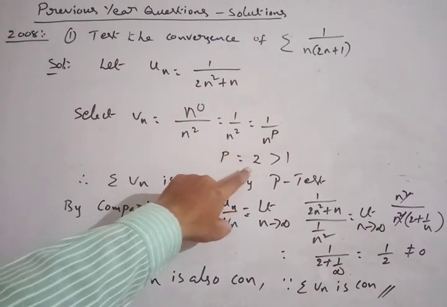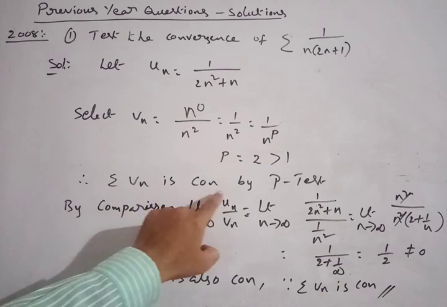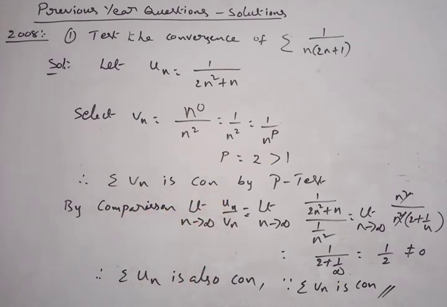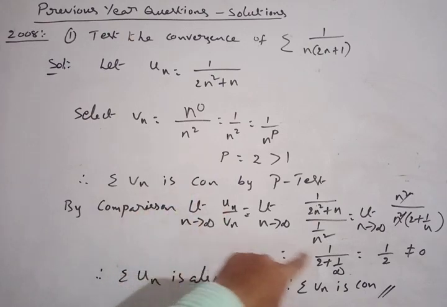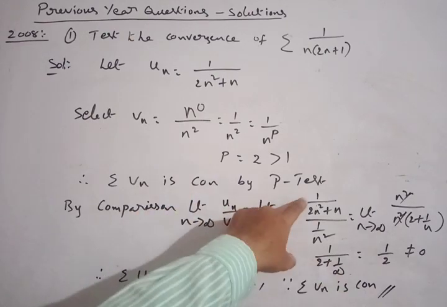P is equal to 2, so greater than 1. So therefore sigma Vn is convergent by p test. After that what we have to do? By comparison test, you need to calculate limit n tends to infinity Un by Vn. So limit n tends to infinity Un is what?